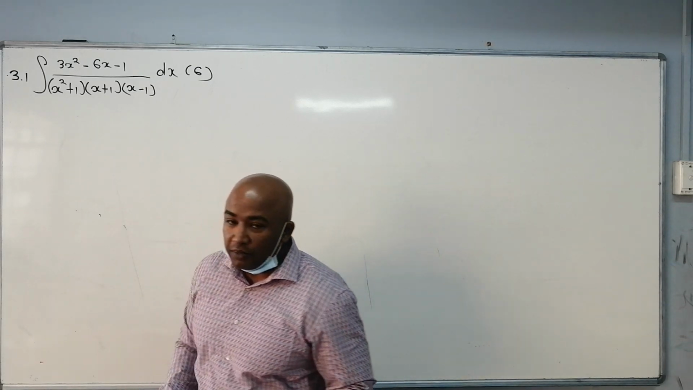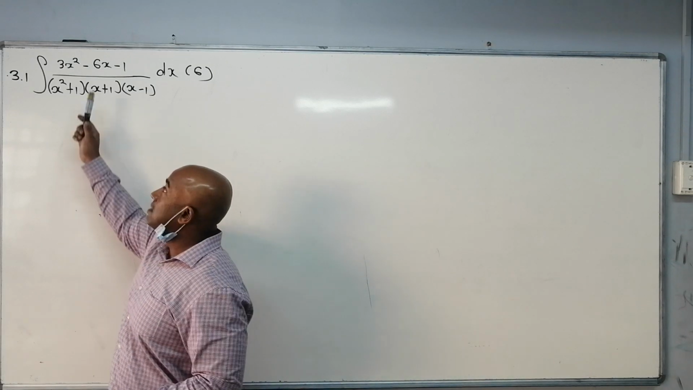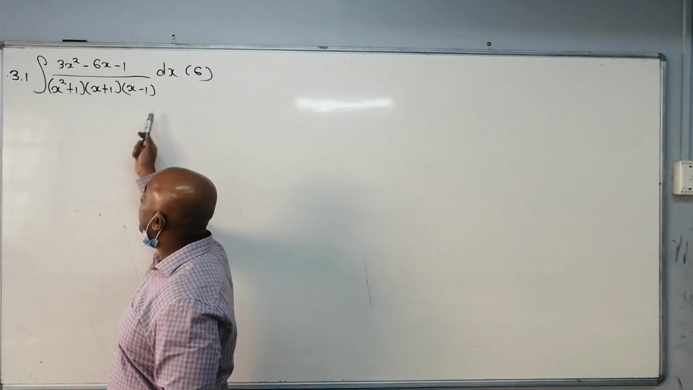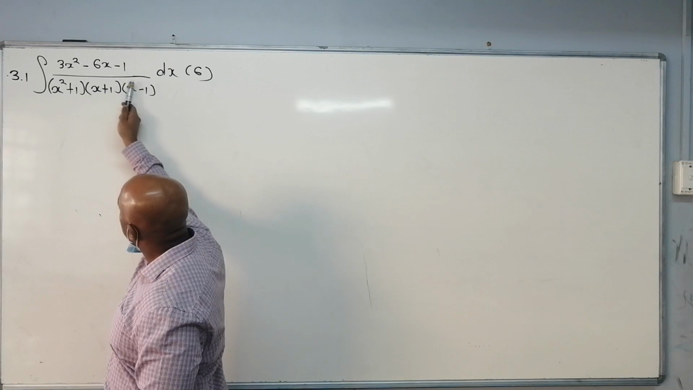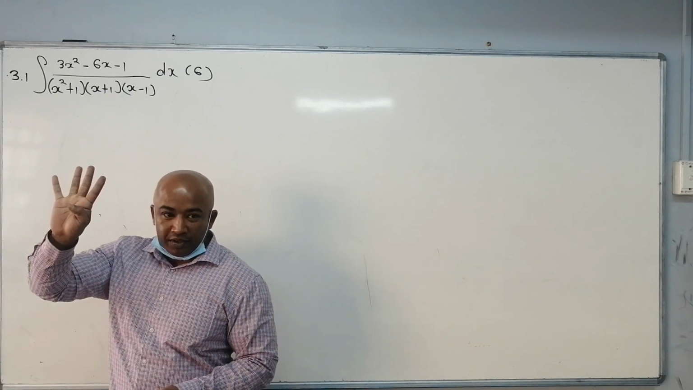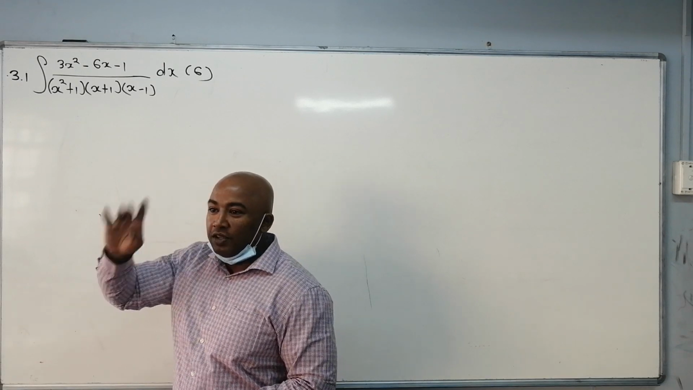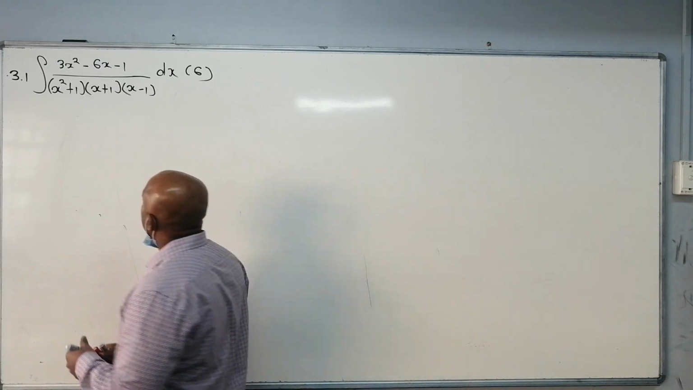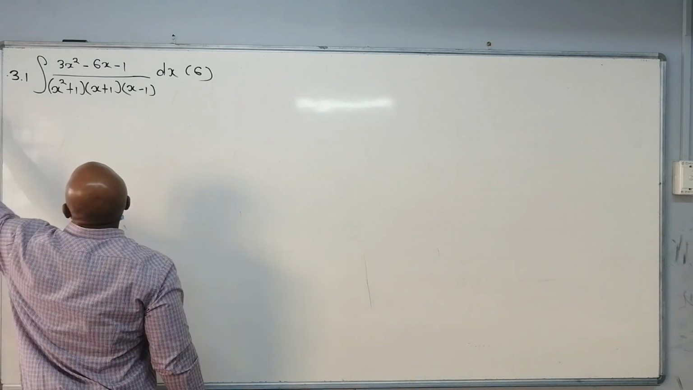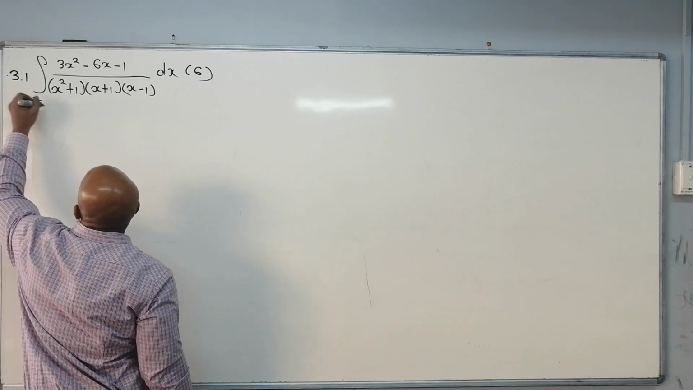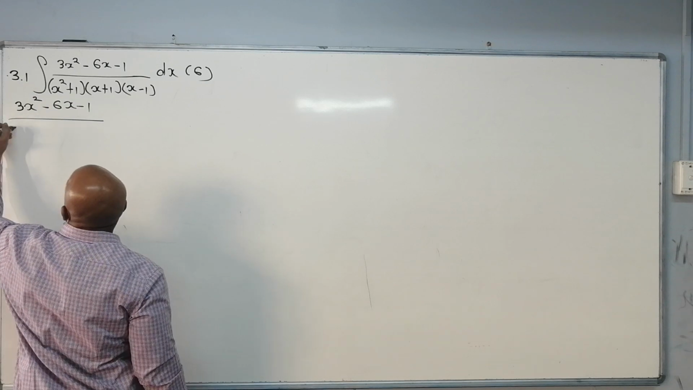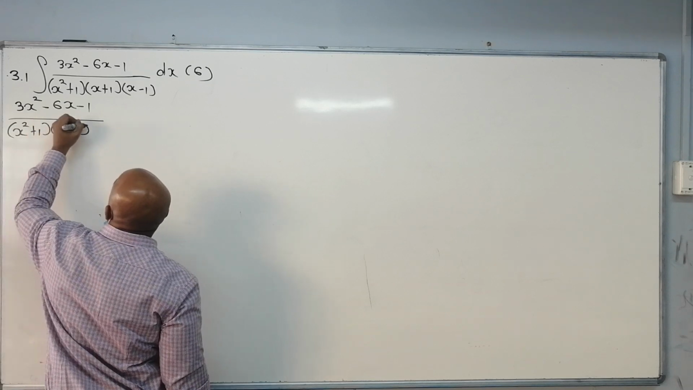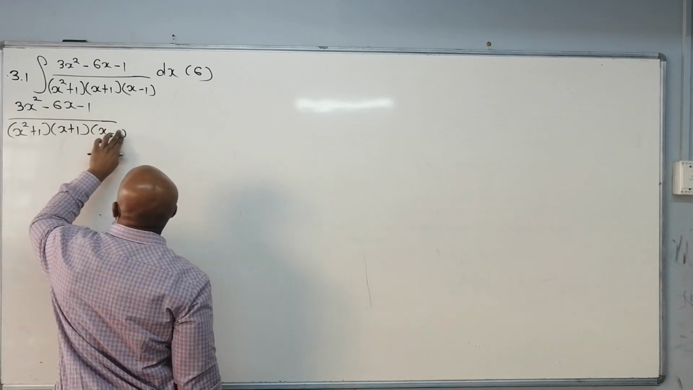Now let's check. What is the degree of the numerator? Highest power is 2. So the numerator is of second degree. What is the degree of the denominator? We've got 2 plus 1 plus 1, so that's going to give me 4. The degree of the denominator is 4. That means top is 2, bottom is 4. It's fine. We will apply partial fractions. So I got my 3x squared minus 6x minus 1 all over x squared plus 1, x plus 1, and then x minus 1.